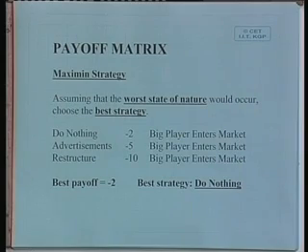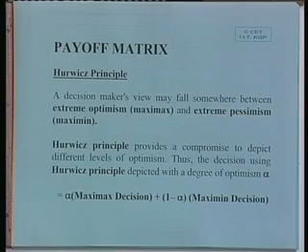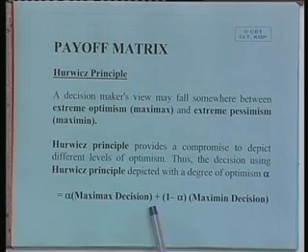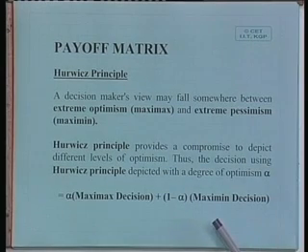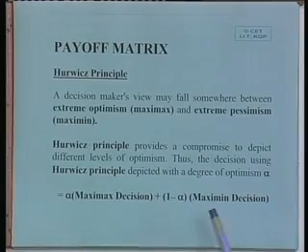So we have seen the maximax operator and the maximin operator both. The Hurwicz principle is a compromise between the two. It says that a decision maker's view may fall somewhere between extreme optimism, maximax, and extreme pessimism, maximin, right. The Hurwicz principle provides a compromise to depict different levels of optimism. Thus the decision using the Hurwicz principle, depicted with a degree of optimism alpha, would be alpha times the maximax decision plus (1 minus alpha) times the maximin decision, alright. So it is a weighted average. Suppose you think the degree of optimism is, let us say, 40%. Then you multiply 0.4 with the maximax decision and 0.6 with the maximin decision.